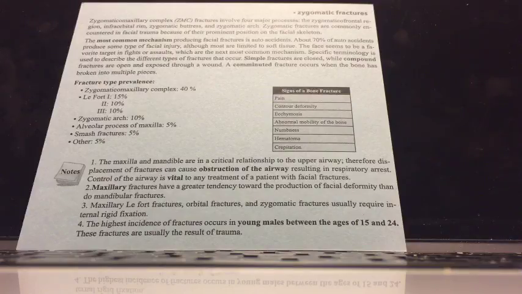Specific terminology is used to describe the different types of fractures that occur. Simple fractures are closed, while compound fractures are open and exposed through a wound. A comminuted fracture occurs when the bone has broken into multiple pieces.